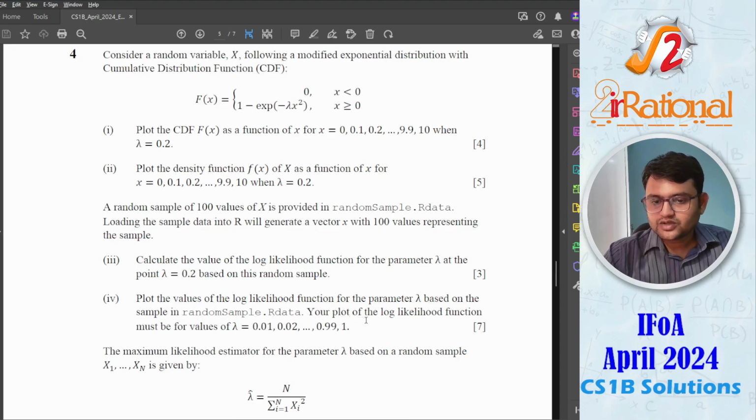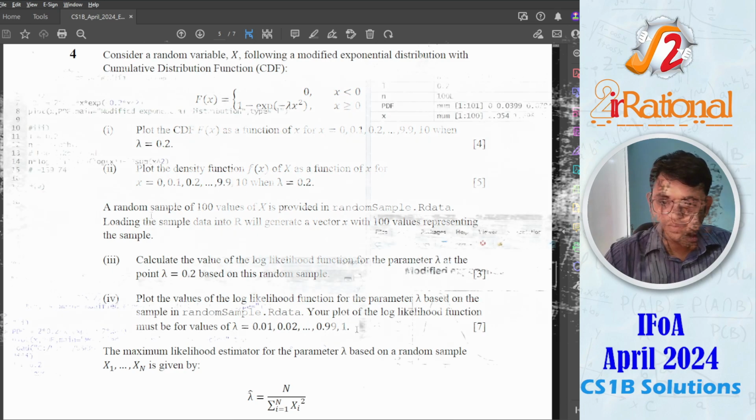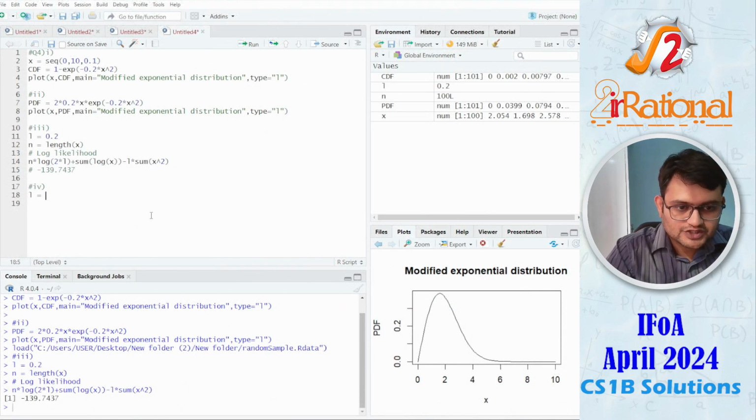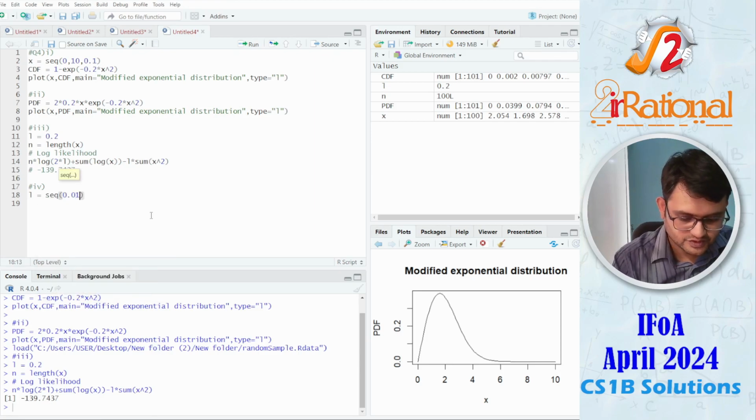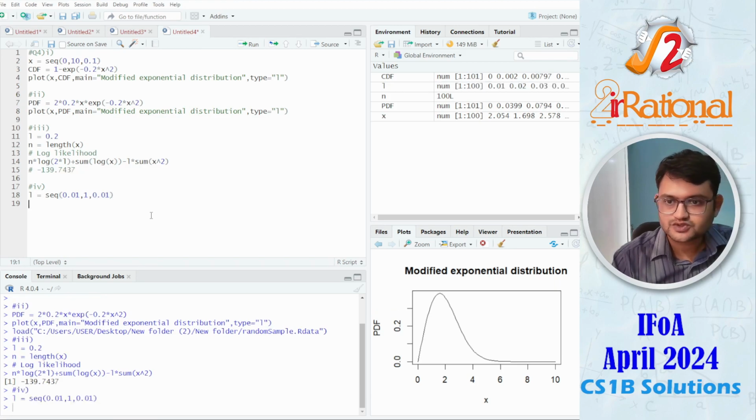Fourth part, plot the value of the log likelihood function for the parameter lambda based on the sample in randomsample.rdata. Your plot of the log likelihood function must be for the values of lambda from 0.01 to 1. Okay. So first I'll change the values of L. I'll say it's nothing but a sequence from 0.01 to 1 by 0.01. So that is the values of L.